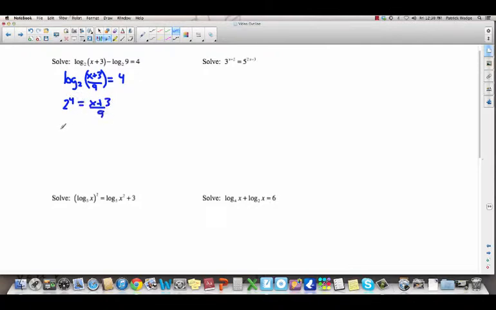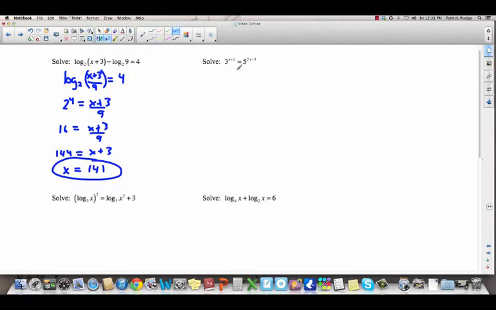2 to the 4th power is 2 times 2 times 2 times 2. It's 16 equals x plus 3 over 9. Let's multiply both sides by 9. So you get 144 equals x plus 3. And then subtract 3. So you get x equals 141.